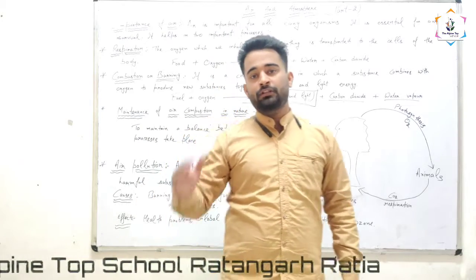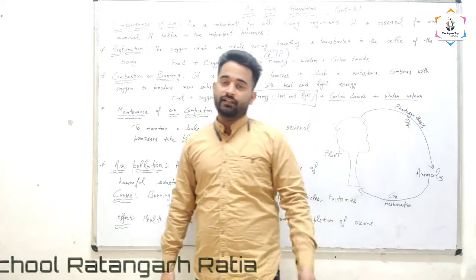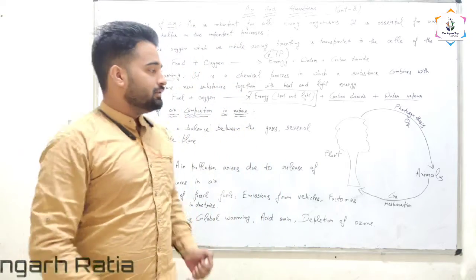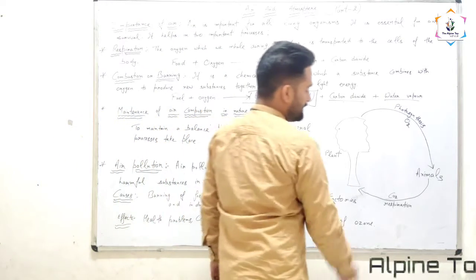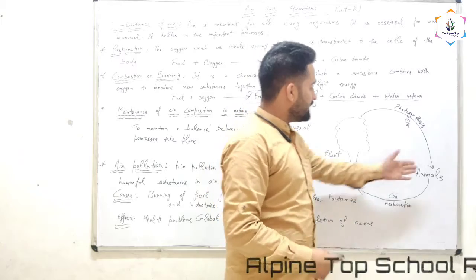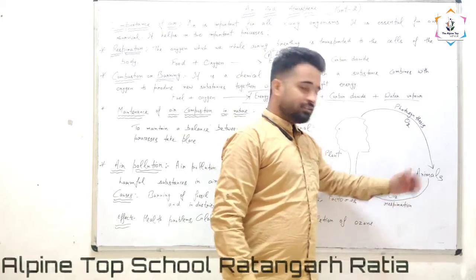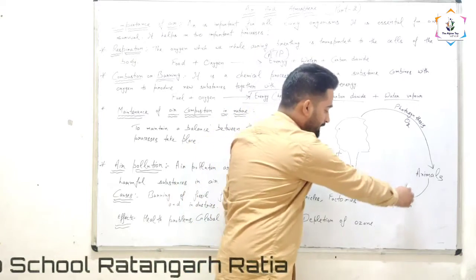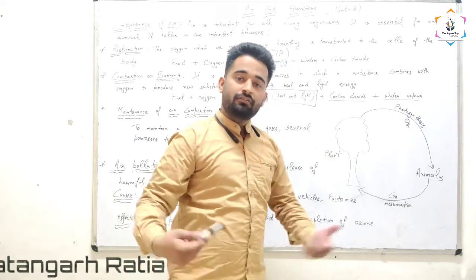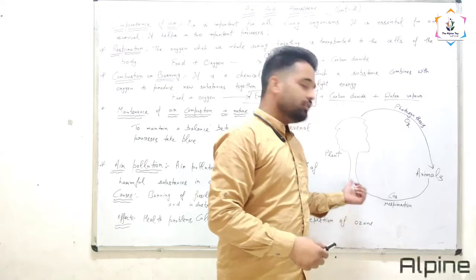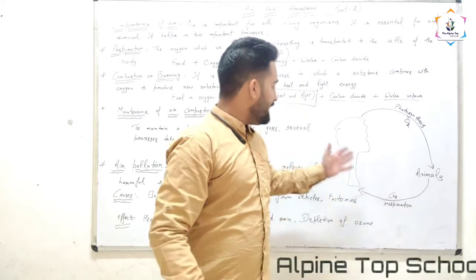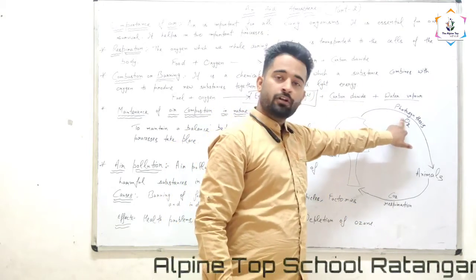So there should be a balance of each gas in nature. Why? And how will it be possible? See here, many plants are there on the earth, many animals are there on the earth. What do animals produce? Animals produce carbon dioxide. That carbon dioxide is used by the plants. Why is that carbon dioxide used by the plant? For photosynthesis, and plants produce oxygen during photosynthesis.